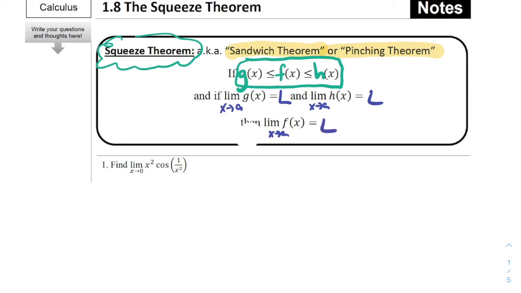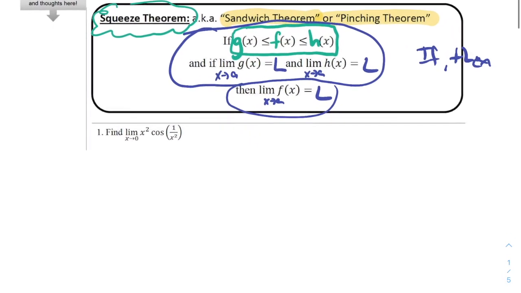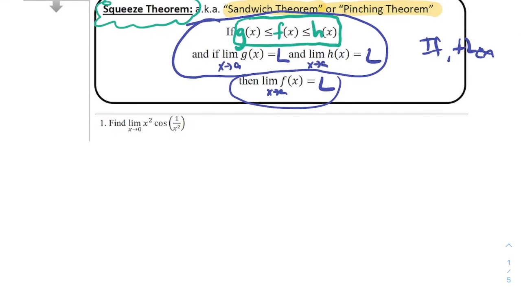So this is our first example of sort of a conditional statement, right? A conditional statement is sort of like an if and then. All of this needs to be true. If all of this stuff is true, then this is going to be true. And so if we're going to use the squeeze theorem, we're going to have to check that those statements are true for the if part before we can get to the then part. All right, let's see what this looks like in practice.